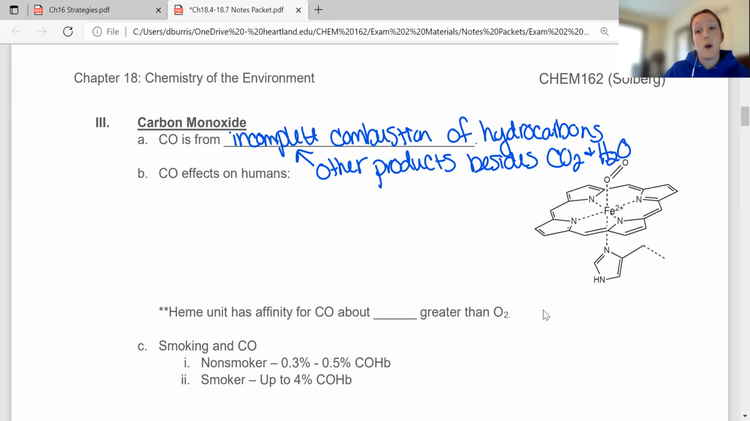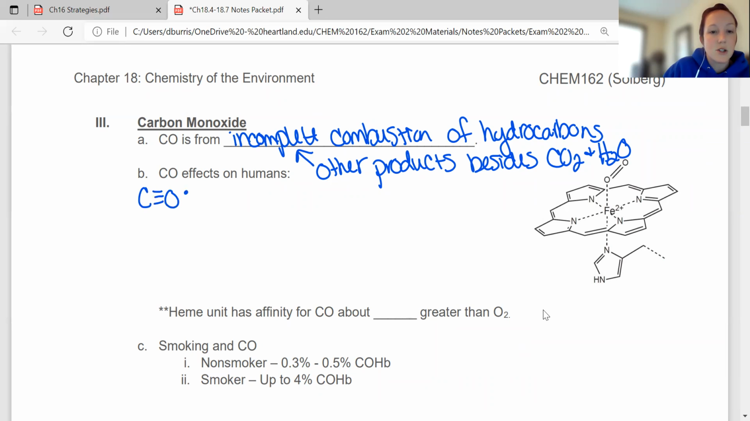So this is what happens if you run your car in your garage with the garage door closed. You get a lot of carbon monoxide, which is a problem because that can kill you. So CO obviously is bad for humans. We have carbon monoxide detectors in our house for this very reason, and I'm going to talk about the reason why.